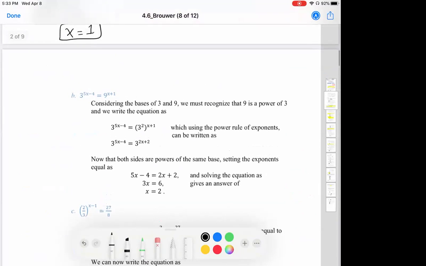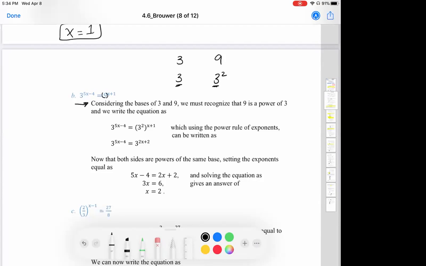Okay. So going on to B, I have 3 with an exponent of 5x minus 4 is equal to 9 with an exponent of x plus 1. So only focus on that 3 and the 9. Is there a way where I can write them with the same base? Well, yeah, we see that 9 is 3 squared, right? Okay, now we have the same base. So that's what we're going to do. We're going to change that 9 to be a 3 squared. Then we have achieved the same base.